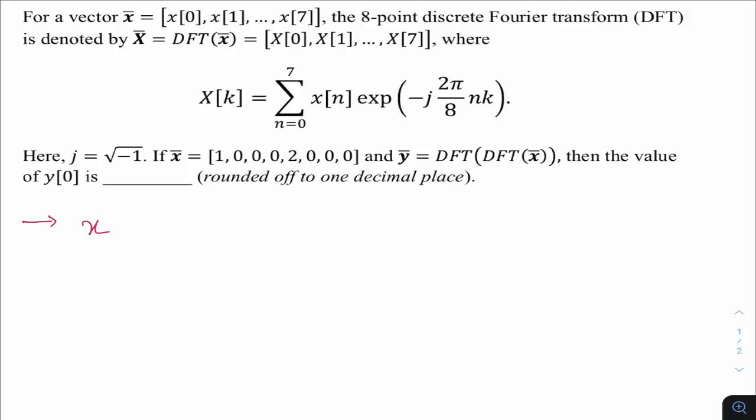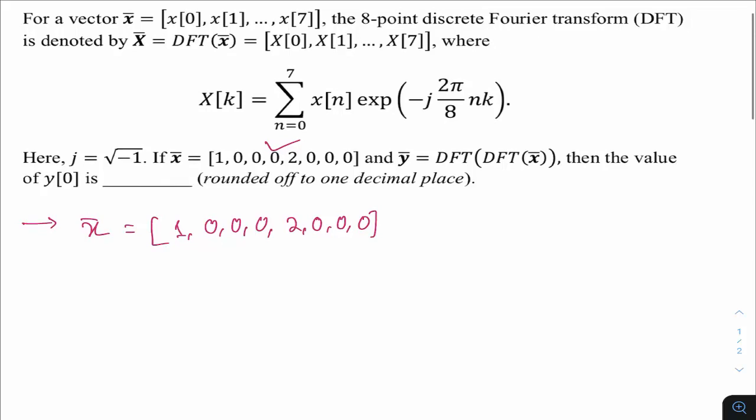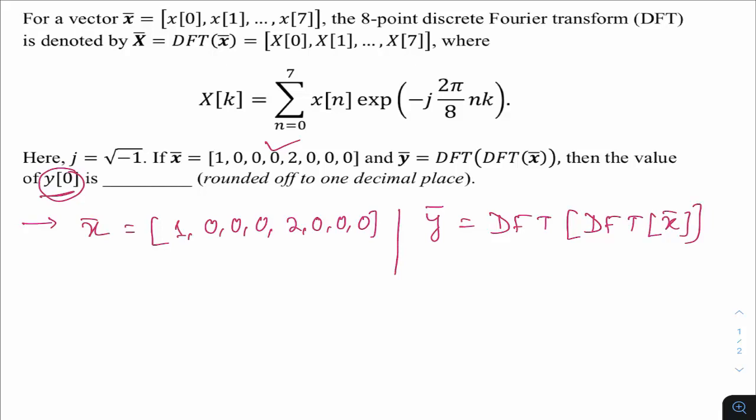So first thing is small x bar is given as 1, 0, 0, 0, 2, 0, 0, 0. This is what is given. And what we need to find? We need to find y of 0. Now, what is this y? So y bar is nothing but DFT of x bar. If I am letting DFT of x bar be X of k, so basically we need to find DFT of this one.